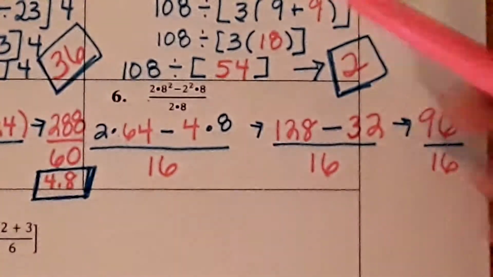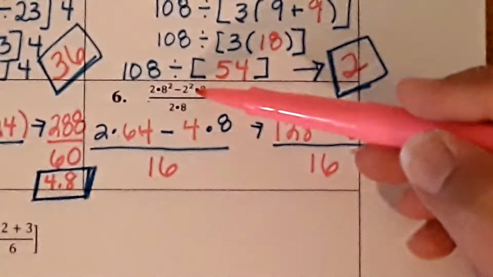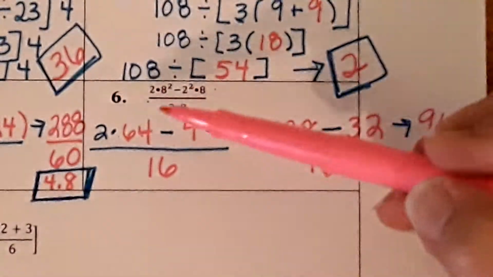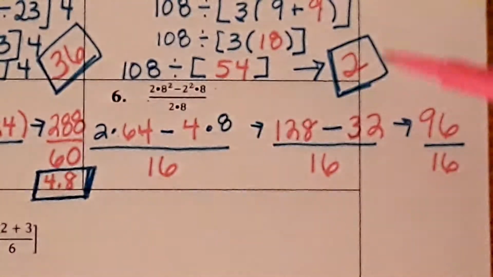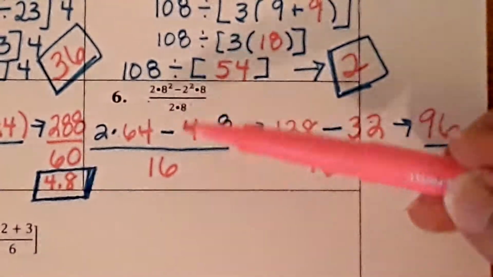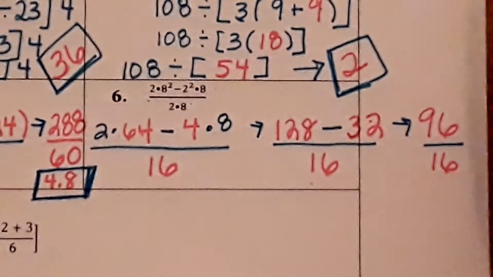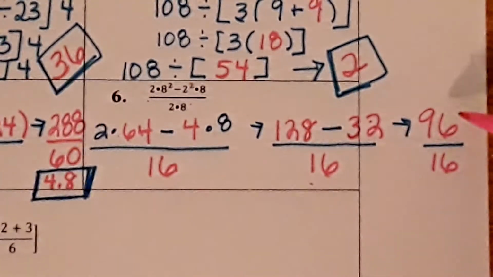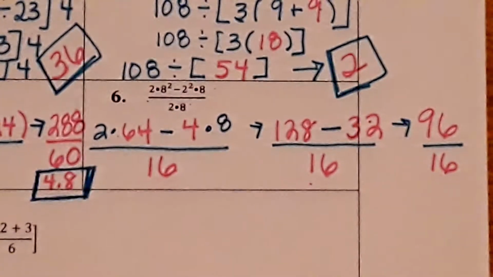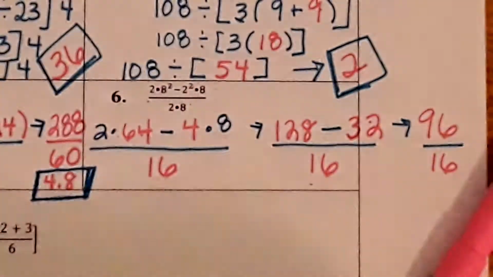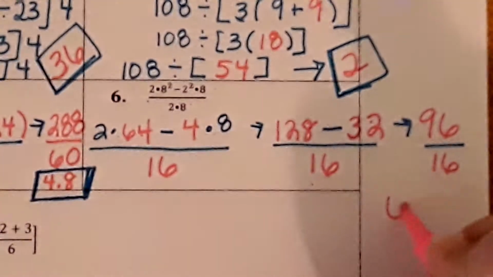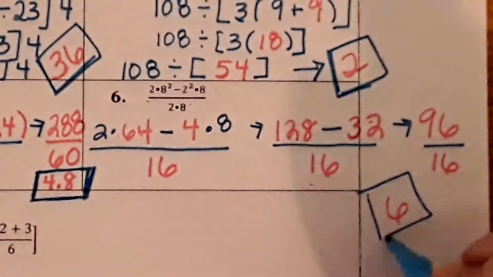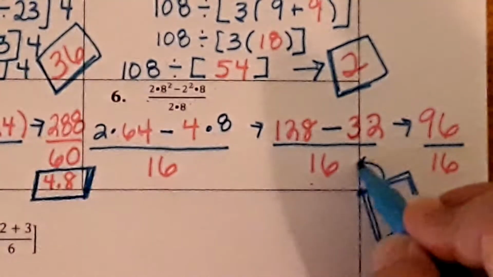So again, you guys, 8 squared was 64. 2 squared was 4. Then I did 2 times 64. That's how I got 128. 4 times 8, that's how I got 32. 2 times 8, that's how I got 16. I just carried it around. And then 128 minus 32 is 96. And the very last thing I'm going to do is divide. 96 divided by 16. And my final answer is 6. That's this answer right here.